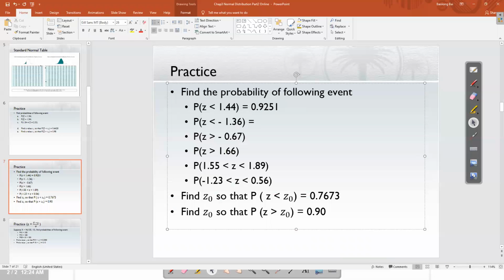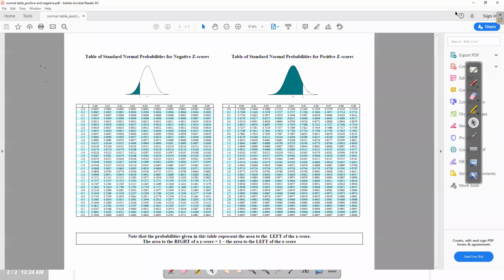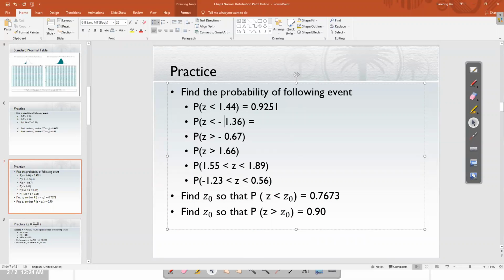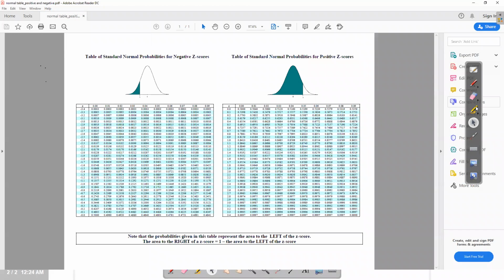And the second event, the probability of Z less than negative 1.36. Again, look at the sign. It's a less than sign, the same as here, so we can look it up as is, just like what we did before. Now it's negative 1.36, so in the Z table, we need to look for negative 1.3 and 6. The corresponding probability will be 0.0869.